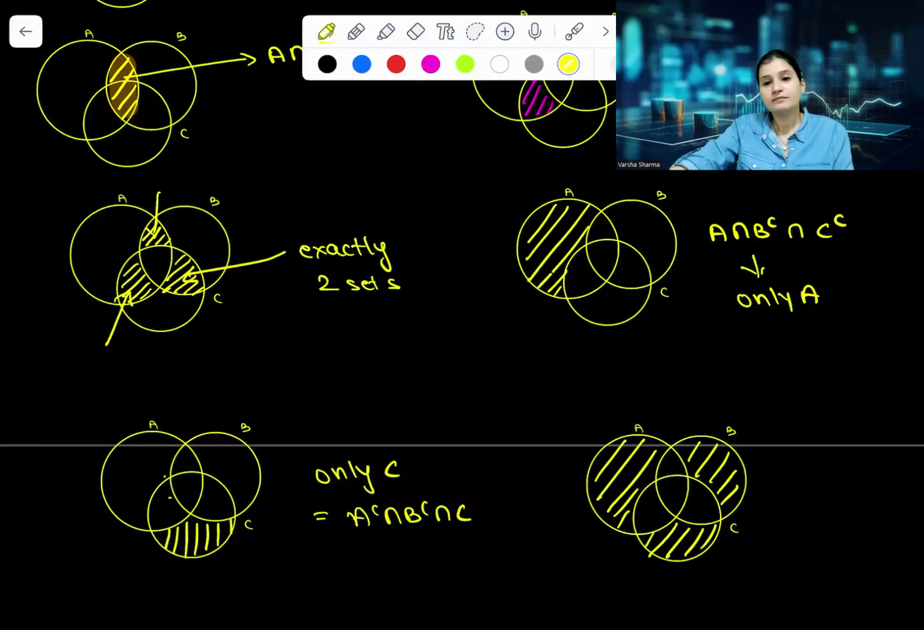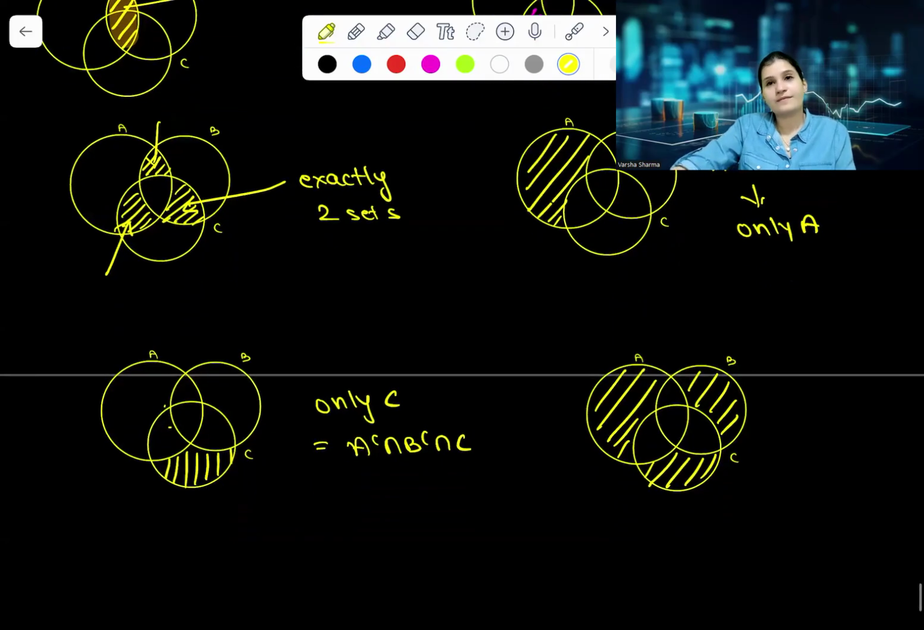What will be this? This is the portion that belongs in exactly one set. Left side, only one set A, here only one set B, here only the set C. So if I combine all of them, it means the elements that are present in exactly one set. Yes or no? Yes, ma'am.